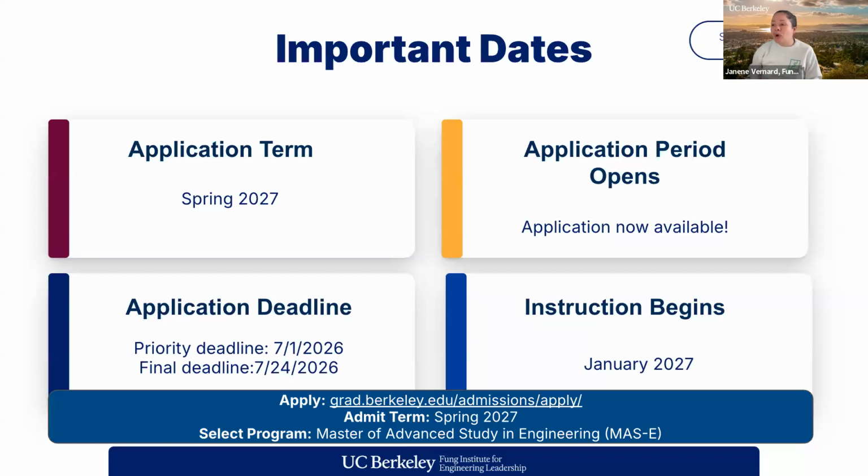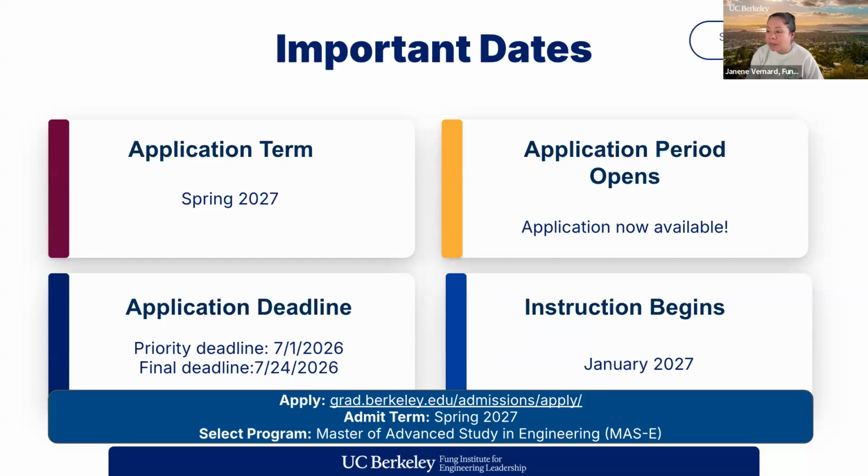Some important dates to keep in mind: the application term that is open right now is spring 2027. There are two deadlines, a priority deadline, which is this Wednesday in 2 days, and our final deadline, which is July 24th. Instruction begins January 2027. It's usually the day after Martin Luther King Jr. Day, which is when instruction begins.